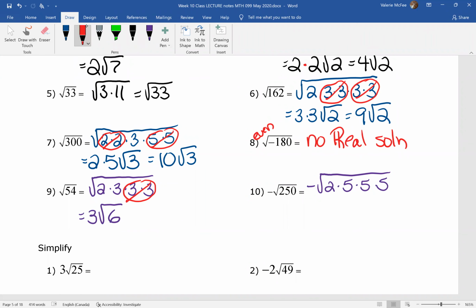Question 10, the negative square root of 250. Well, I know that that's going to be a negative answer. We have a negative outside. 2 factors of 5 that I can take out. And we're left with 2 times 5, or 10, inside the radical sign. Again, make sure you practice simplifying these types of questions before you head on to the next video.